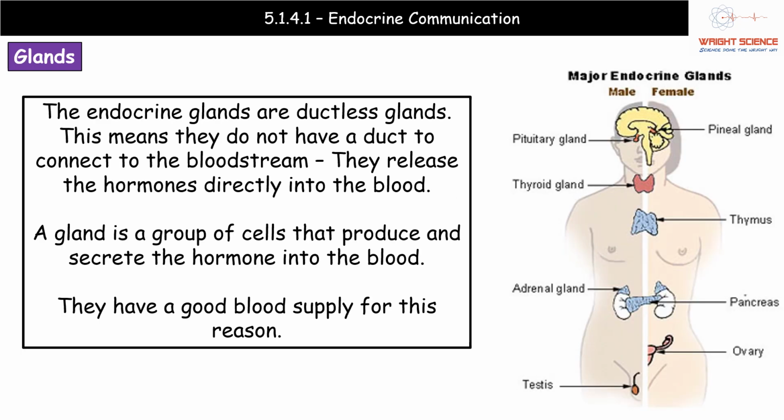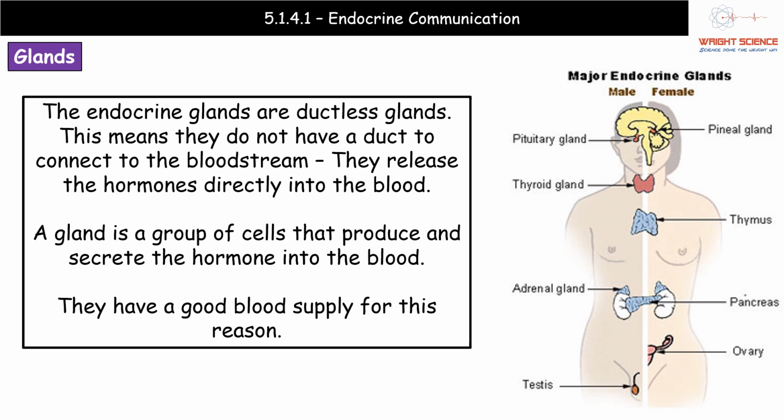Let's understand then where all these different hormones come from. And basically they are going to be released by these things called endocrine glands. And the endocrine glands are ductless glands because they are going to release the hormones directly into the blood. So there's no little duct or tube that connects the actual gland to the bloodstream. It is directly from the gland into the blood.